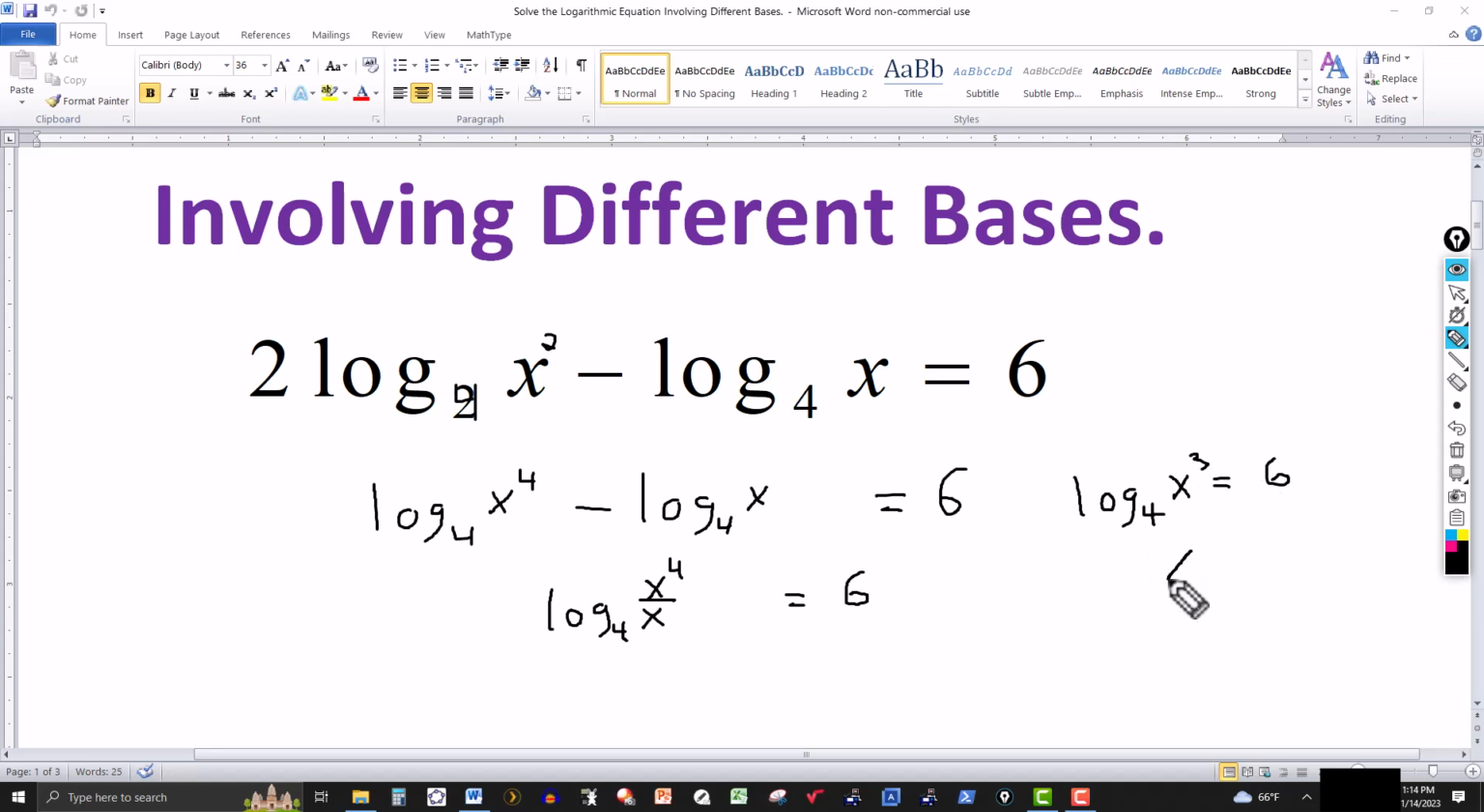So again, definition of log. This tells me that x to the 3rd should equal 4, this base taken to that power, to the 6th power. And here, instead of going and calculating this, I'm just going to take the cube root of both sides. So the cube root of x to the 3rd is x. And the cube root of this side, I can write as a power 1/3. Multiply the exponents there. 1/3 times 6 is 2. So I get x is equal to 4 squared, or 16. And that's the same answer we got in the other methods.